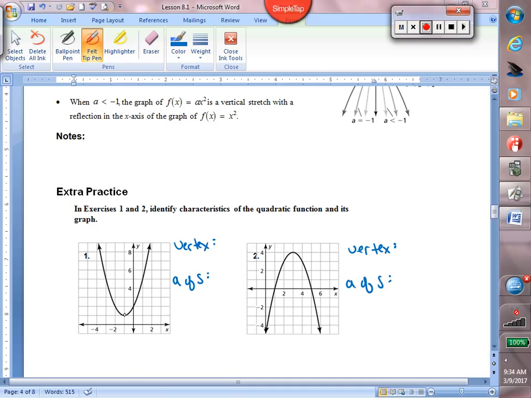In question number 1, the vertex is going to be the lowest point on the graph. The coordinates will be -1, 1. The axis of symmetry is going to split our parabola in half. It's going to always go through the vertex and always be a vertical line. Since it's a vertical line, we have to make sure that we write the equation of the line. An equation means we need an equal sign.